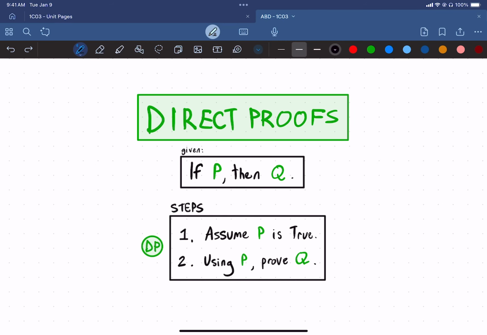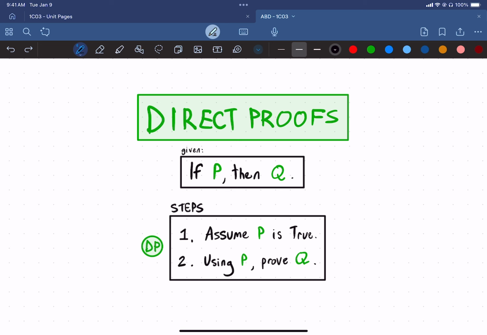Hey guys, today we're going to be talking about direct proofs. We're going to be talking about how to identify when to use it, the steps you need to directly prove something, and then we're going to go through an example. So let's get started. Given the statement, if P, then Q.